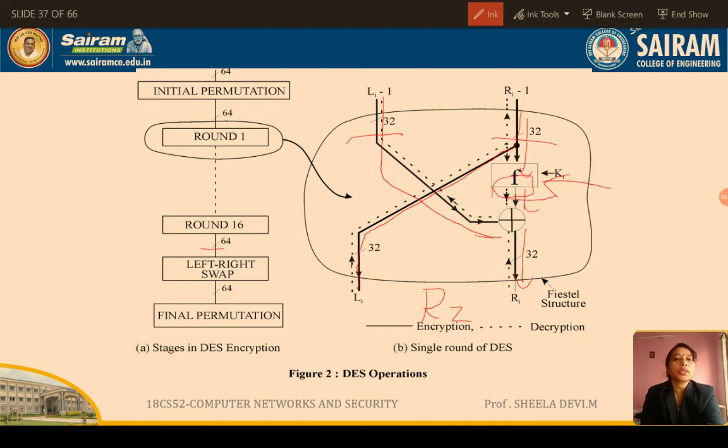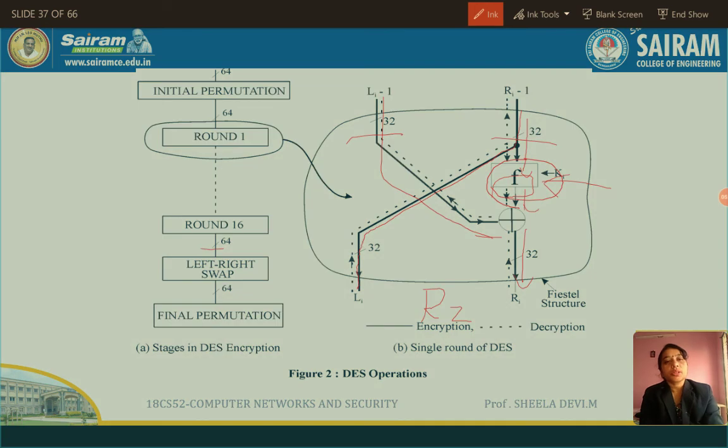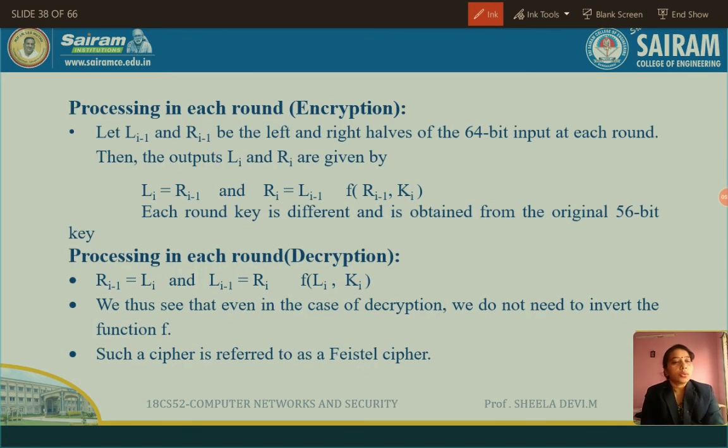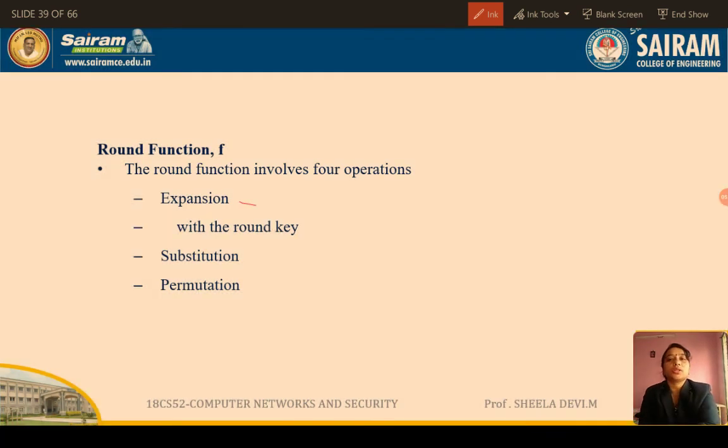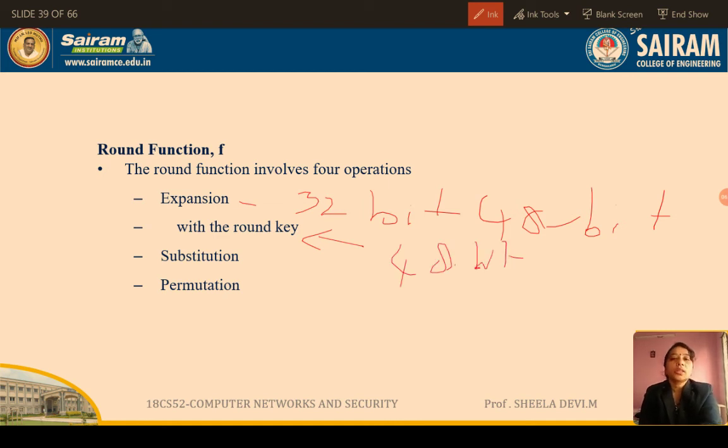Okay, so what happens in this function? If you see what happens in this function, there are four things. One is expansion, and the second process is XOR with the round key, and the third one is substitution, and the fourth one is permutation. As I said, we'll be having 32 bits. This 32 bits is expanded to 48 bit. That's what happens in the expansion process. 32 bit is expanded to 48 bit, and it is XORed with the round key, which is of 48 bit. Then substitution.